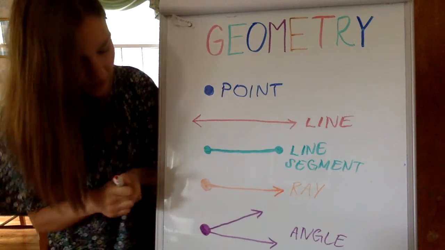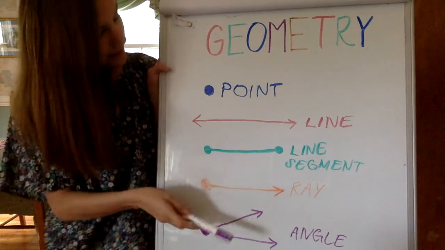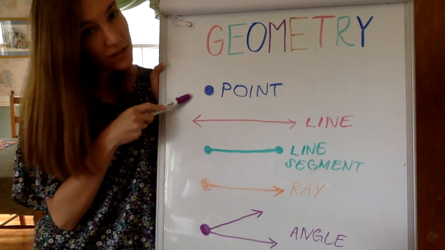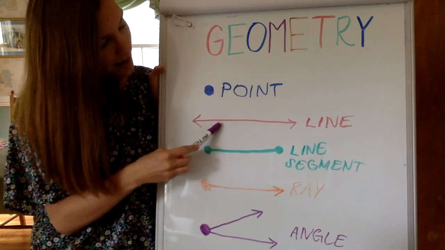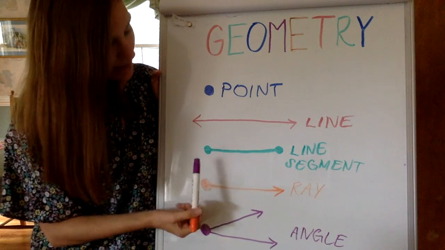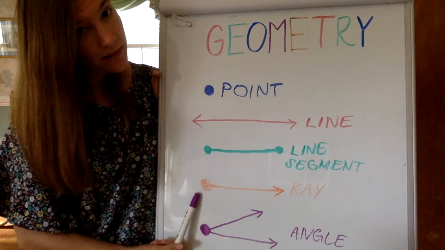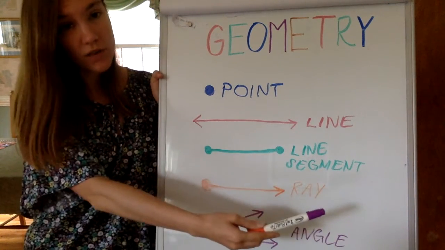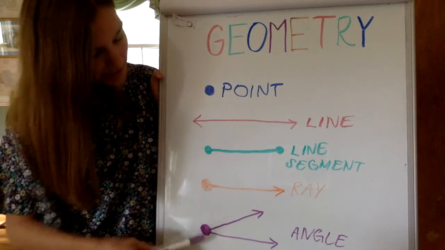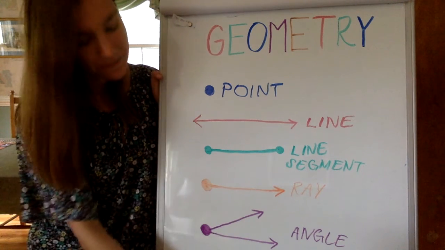All right, I hope that was helpful. Always remember that a point is just that single dot. A line goes on forever in both directions. A line segment has a starting point and an ending point. A ray has a starting point, but no ending point. That goes on forever in a particular direction. And an angle is going to have a starting point and go on forever in 2 directions.